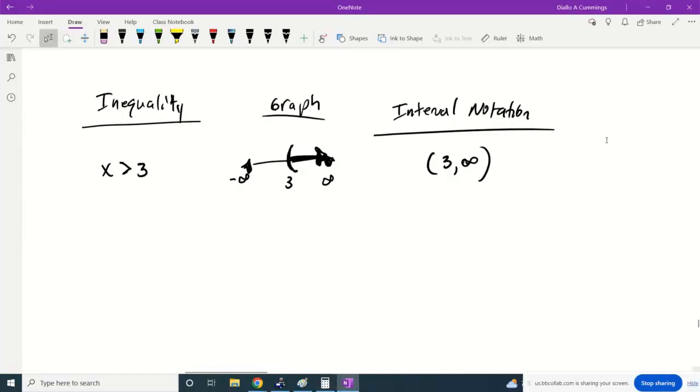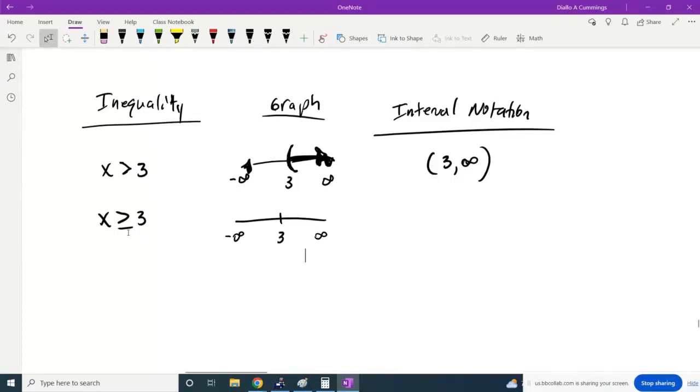All right, so we've converted the inequality to an interval. Let's look at x is greater than or equal to positive 3. Same thing, I'm just changing up the inequality. So here again, I'm going to make a rough sketch of a graph. I'm going to center the graph at 3. I'm going to put negative infinity to the left always, positive infinity to the right always.